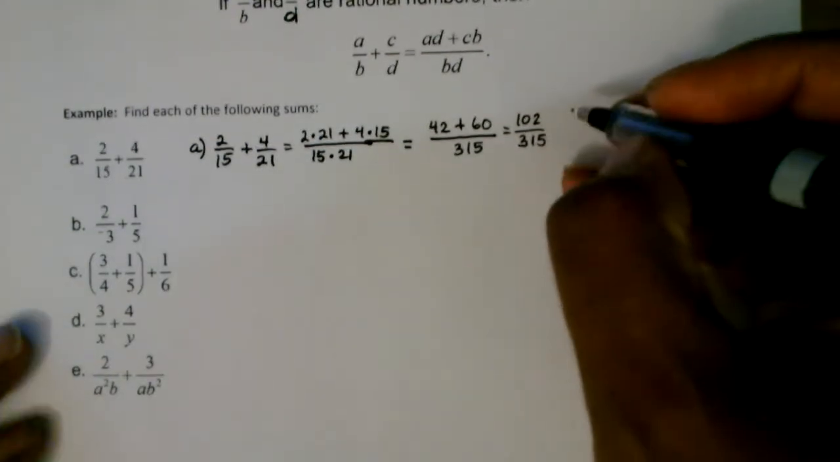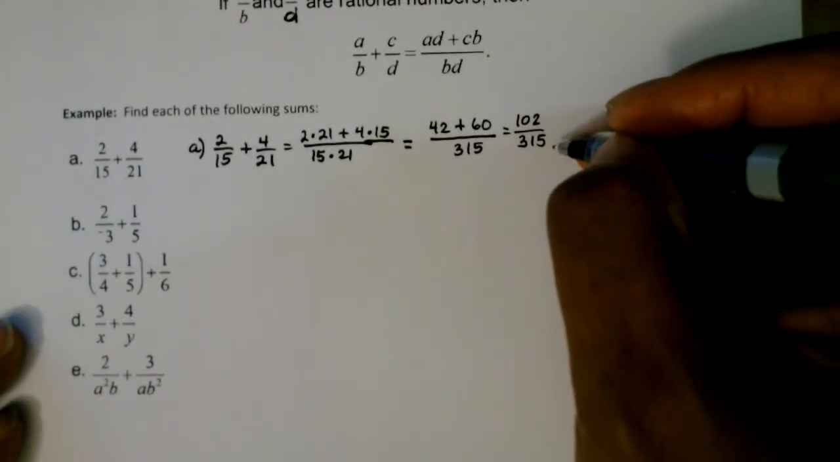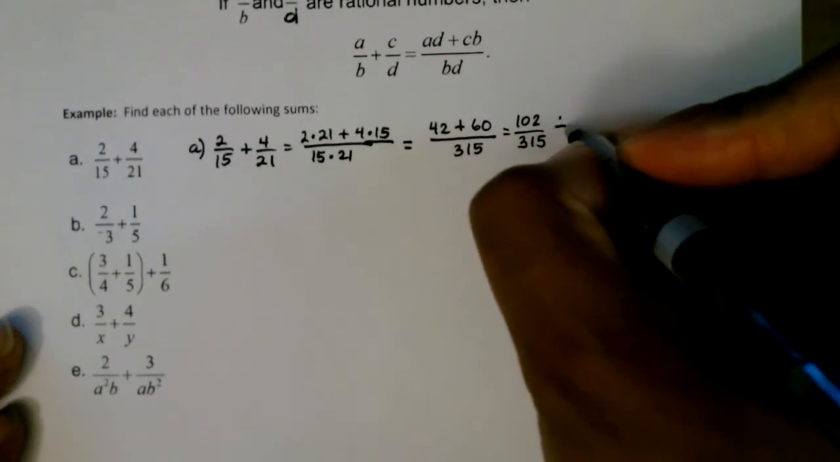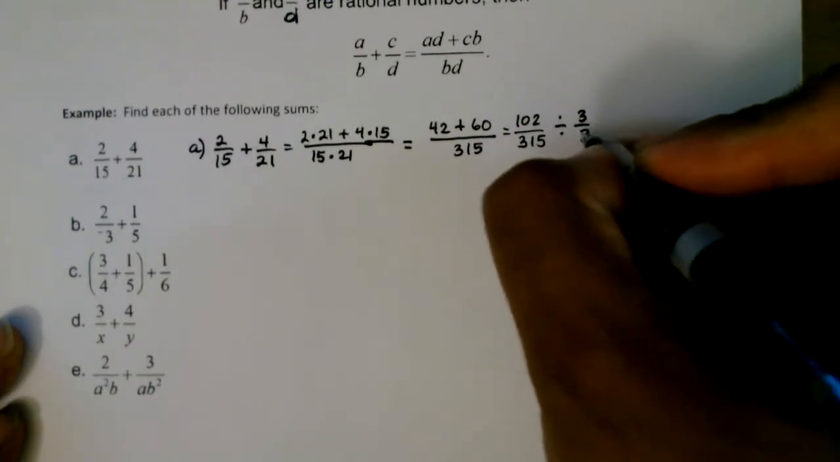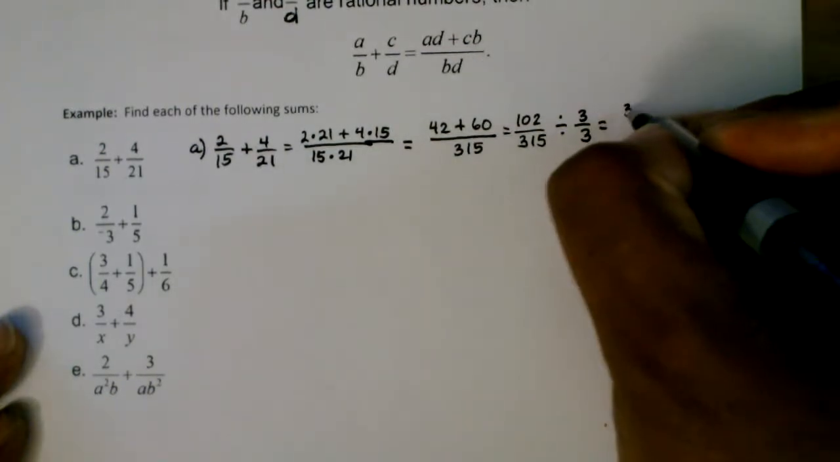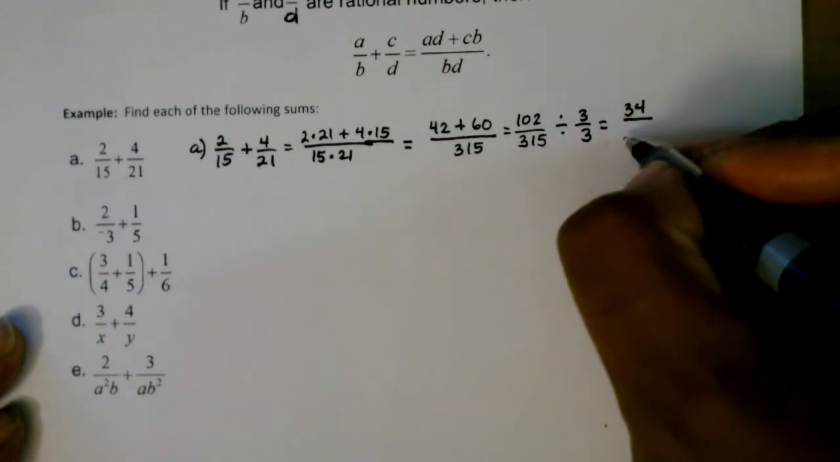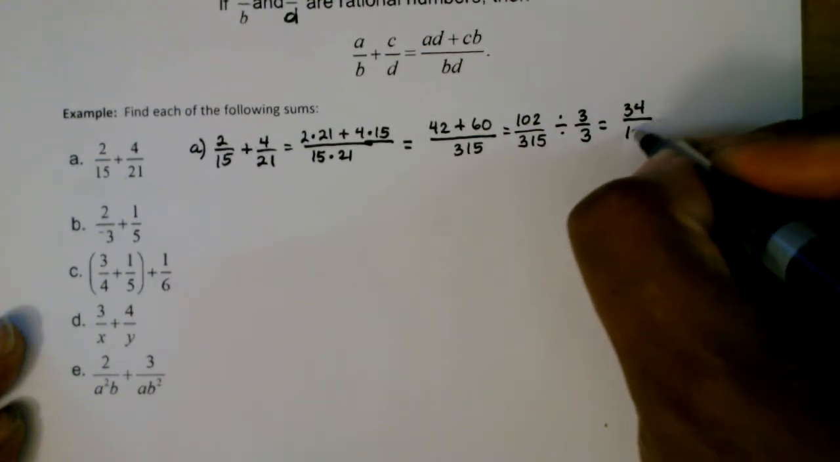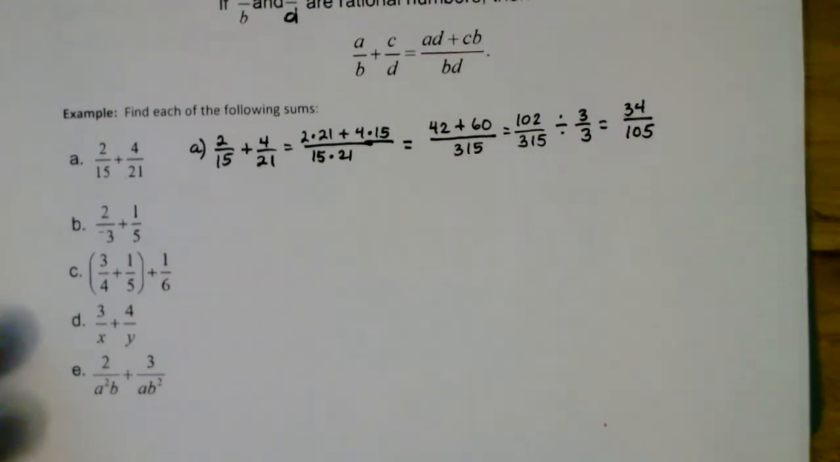So I have to find the largest number that would go into 102 and 315. And in this case, it's going to be 3. So I have to divide the numerator and the denominator by 3. So 102 divided by 3 will be 34 over 315 divided by 3. That'd be 105. So in simplest form, my final answer there will be 34 over 105. So that's part A.